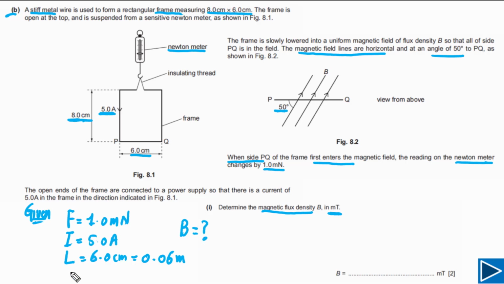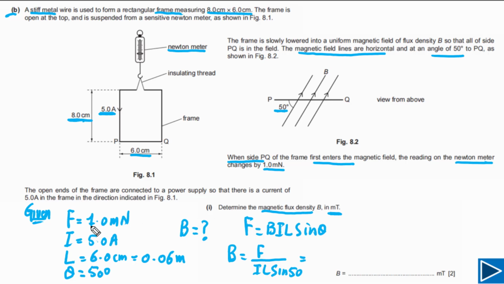The angle between L and B is given, theta, and theta in this case is 50 degrees. So simply we need to find out B. We can write down the magnetic force is equal to BIL sine of theta. We need to find out B, so we can rearrange this one. B is equal to F over IL sine of 50 degrees.